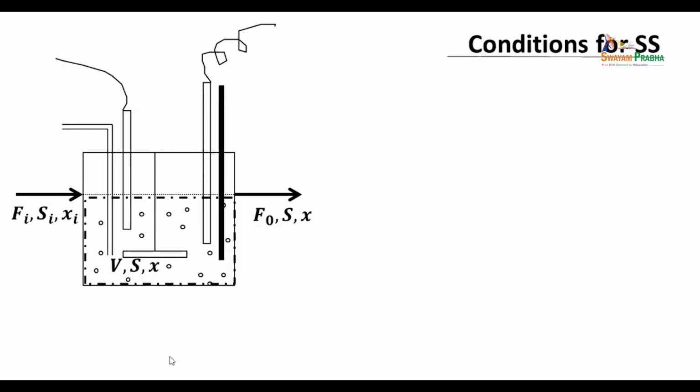Okay, let's begin the analysis. This is the same chemostat as was shown earlier. The inlet is at Fi, Si, Xi, usually Xi is 0, and the outlet is at F0, the volumetric flow rate. S and X are the substrate and cell concentrations respectively. Here the volume of the broth is V, which is also the system that we have chosen, indicated by these dotted and dashed lines, and S and X are the same as in the outlet. System as shown.